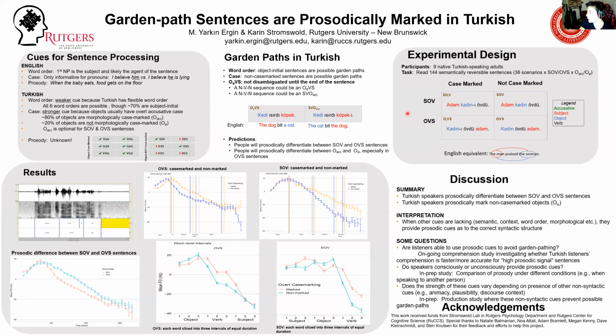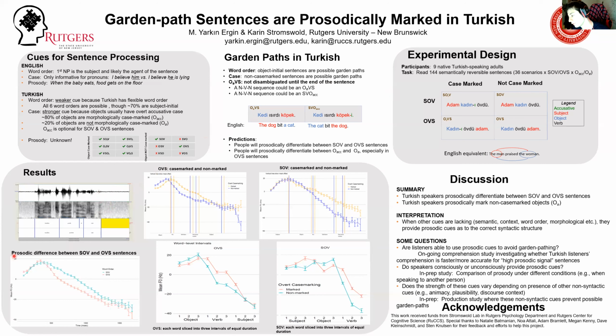And also the 2x2 nature of the study is that we had SOV sentences and OVS sentences, and half of the SOV sentences had a case mark, an overt vowel-like case mark on the object, and half of them did not, and same for OVS. We had 9 native Turkish speaking adults read these sentences first and understand them first, and then pronounce them out loud as clearly as they can. And we took their recordings and we sliced the recordings using the sound analysis software Praat.